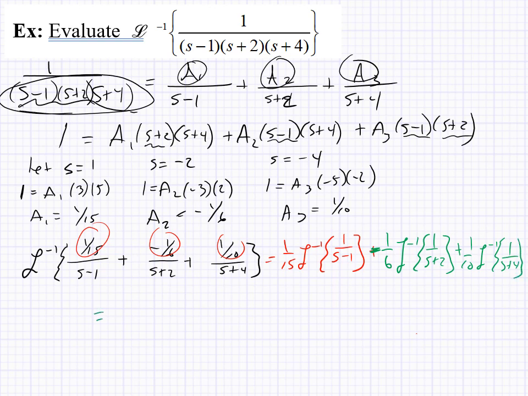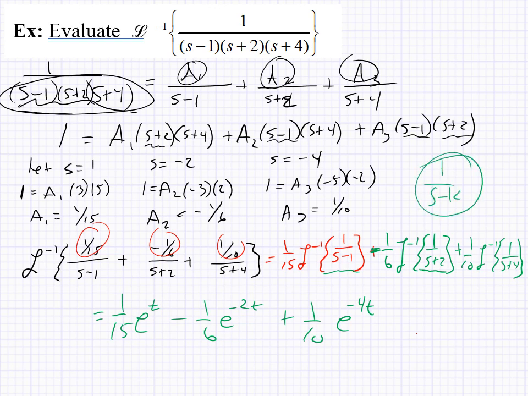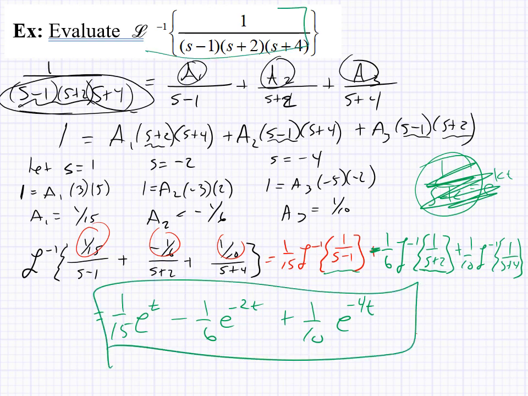So what does that give me? Well, it's going to give me 1/15 e to the 1t, minus 1/6 times e to the negative 2t. That's for this one. And then we got a 1/10 e to the negative 4t. Because remember, it's always 1 over s minus k, k being the e to the k t with our Laplace transform. So this is your inverse Laplace transform for this function.